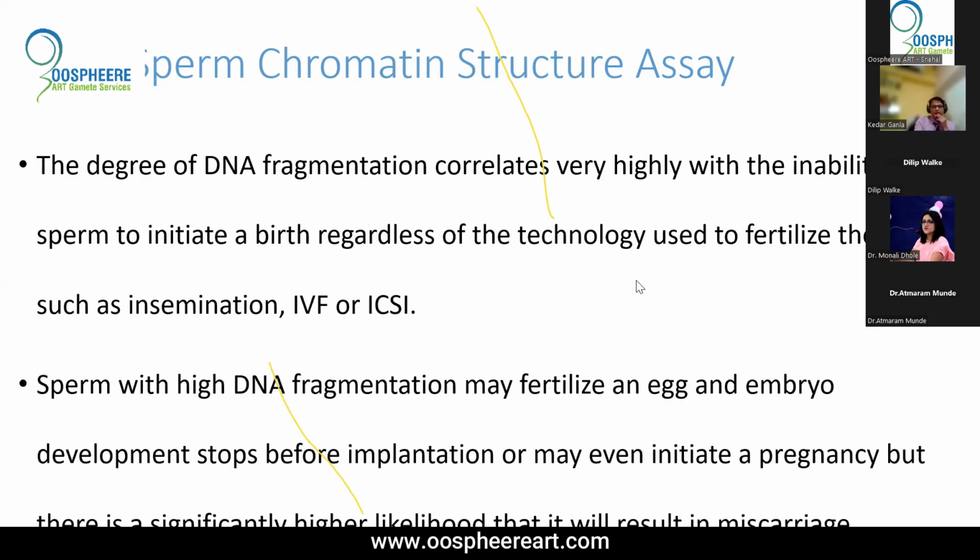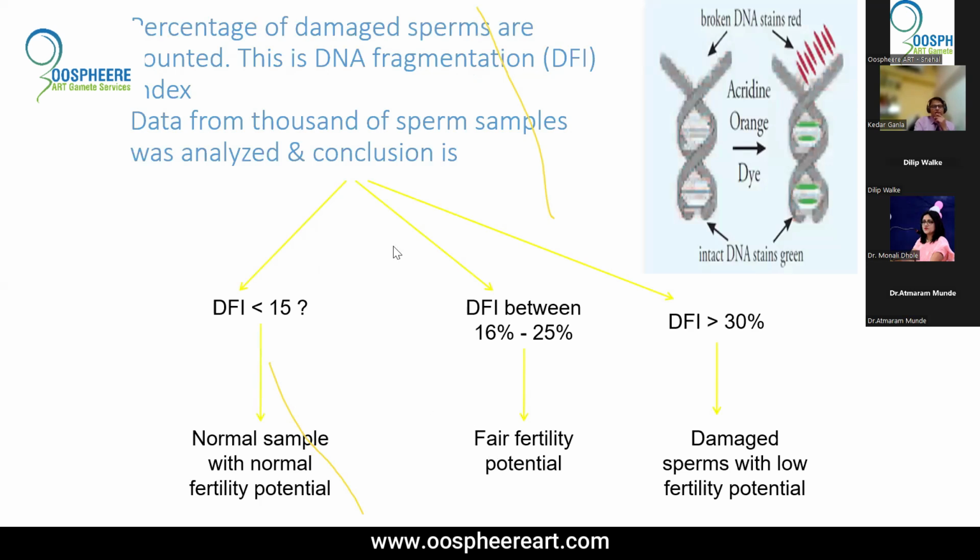Now, the degree of DNA fragmentation can be very highly sensitive, and it may not be able to initiate the birth and can cause abnormal pregnancy, which can cause abortion. If this separation of the rungs is in less than 15% of the sperm, it is considered normal. If it is between 16 to 25%, it is fair potential, and more than 30% indicates low fertility potential.